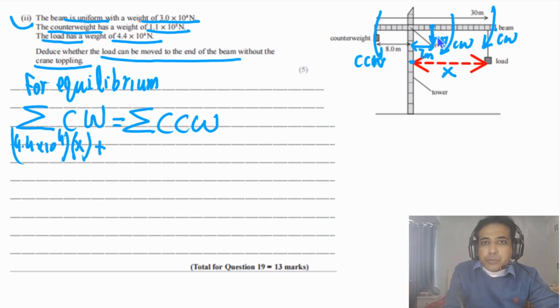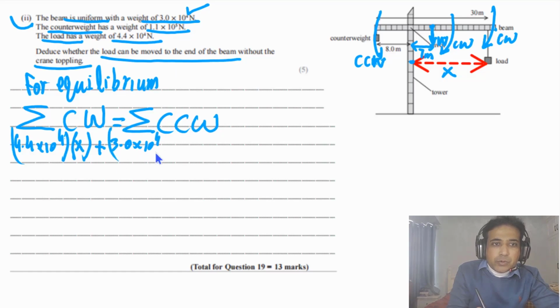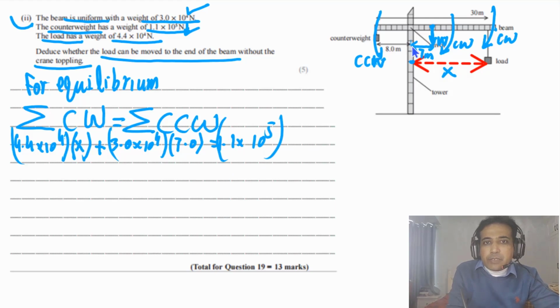Now we need to look at the moment due to the weight of this beam. The weight of the beam is 3.0 times 10 to 4 newtons multiplied by the distance from the center of this tower. That distance is equal to 7.0 meters. Now we need to find the moment due to this counterweight. The weight of this counterweight is 1.1 times 10 to 5, and its distance from the center of this tower is equal to 8.0. So from here we can find out the value of x.